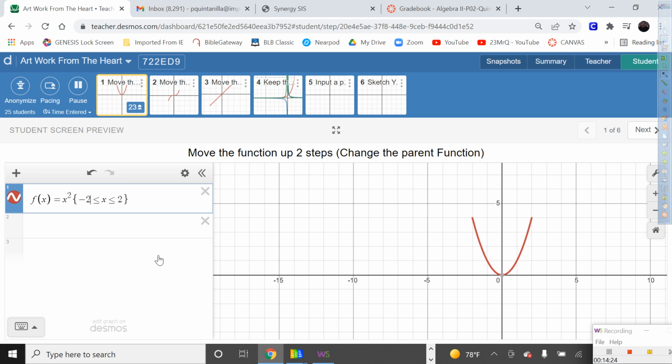So that's how the domain works. In order to see only part of the graph, you need to use the domain, or the x values that you want to see of that function. But it says here, move the function 2 steps up. So look up. Here's my function. Place your cursor right there at the end of the exponent. Arrow to the right, so that you're at that last space. And tell your neighbor what you need to type in there in order to move that function 2 steps up.